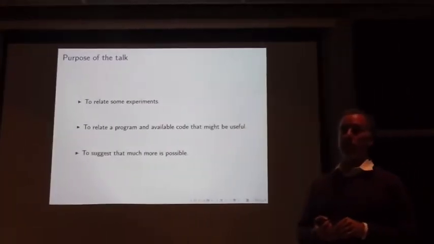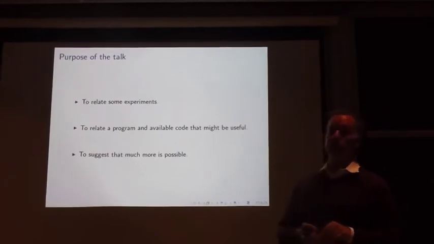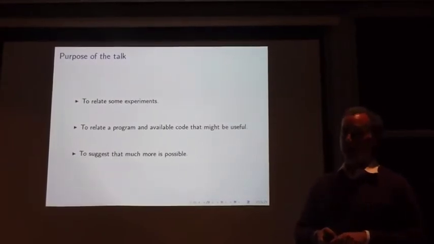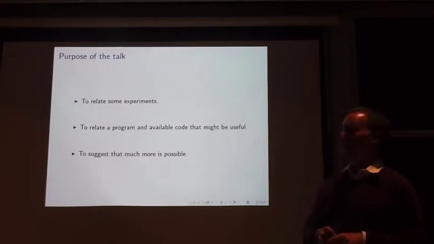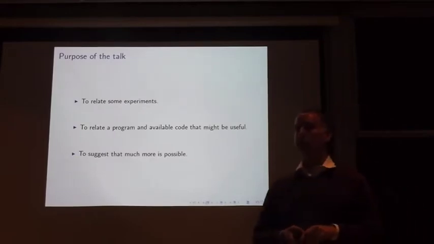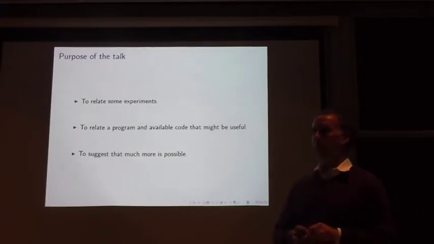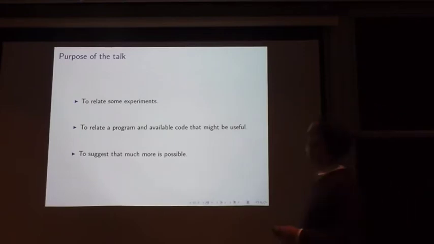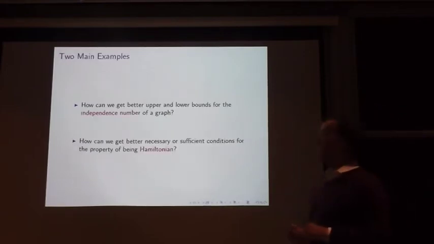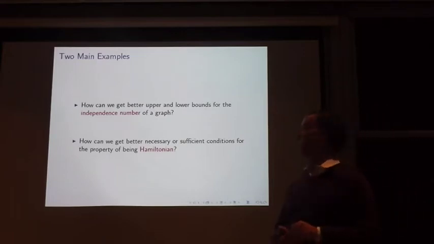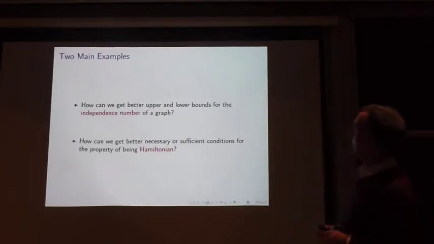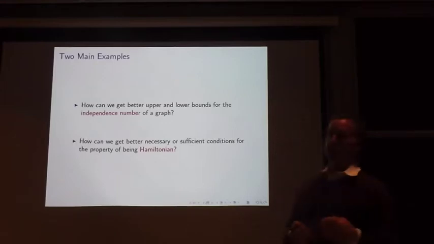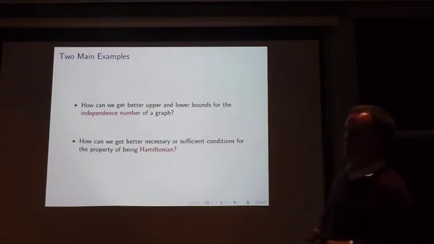And the purpose of the talk is to tell you about some experiments we've made, some code that's on GitHub and is freely available, and to maybe entice you to play with the code or get your students to play with the code and come up with some interesting conjectures. It's going to be a conjecturing program that I tell you about. All right, so I'm a graph theorist. The two main examples I'm going to talk about in this talk are related to the independence number, this graph theoretic invariant.